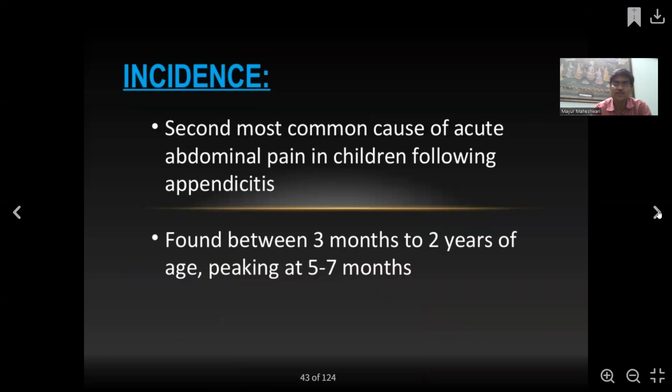It is the second most common cause of acute abdominal pain in children following appendicitis, and is commonly seen between 3 months and 2 years of age, peaking at around 5 to 7 months. And this has something to do with the weaning process.